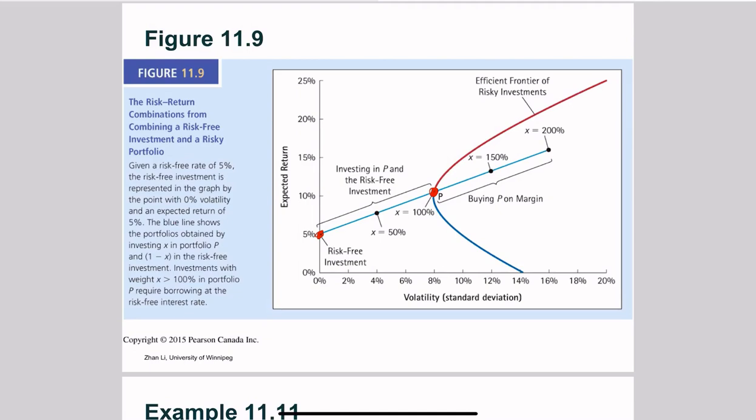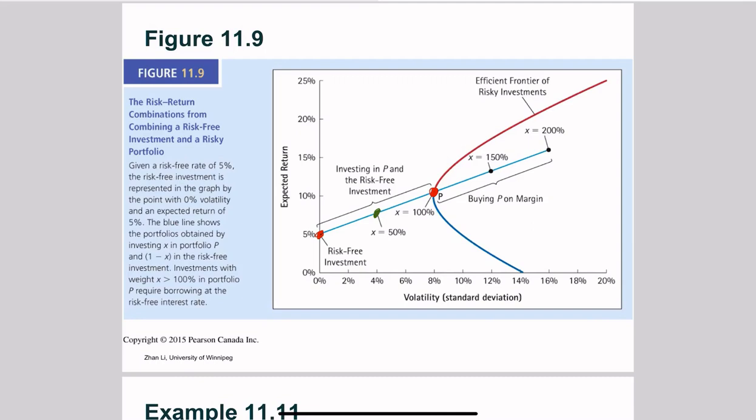Now, let's see what kind of total portfolio you will get if you put different fractions of your money into the risk-free investment. So first, let's say you're putting 50% of your money into this risk-free investment. This implies that you will be here, right? So you will be in the middle between the risk-free investment and the portfolio P.